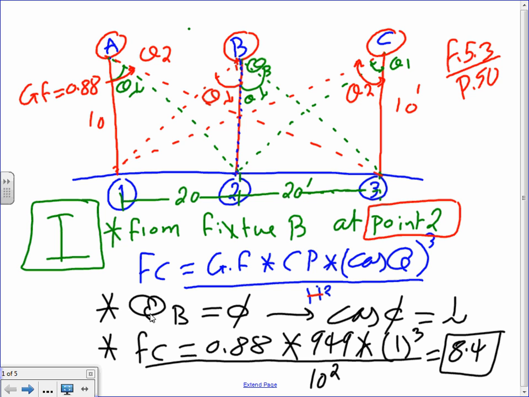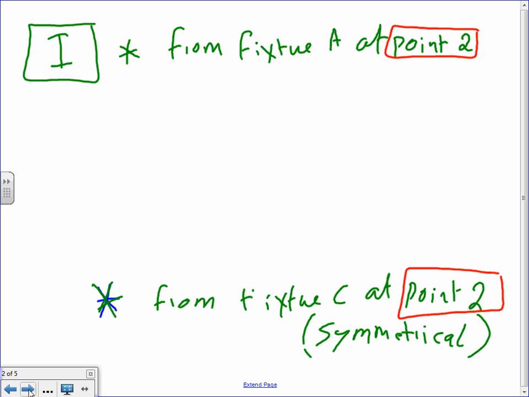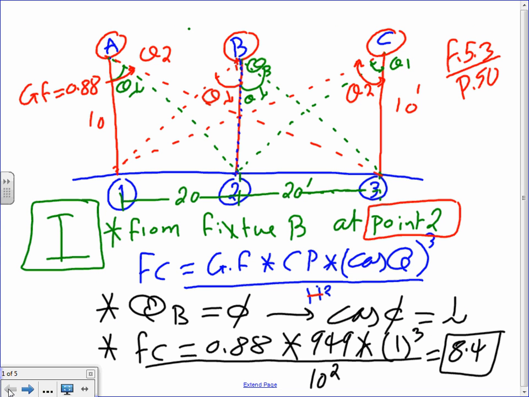Now the next one, look at the contribution. And by the way, do you have to do them in this order? You can do them in any order you want. This next one I would like to find from fixture A at point 2. Here's fixture A, here's point 2. What's the angle? I need the Q1. It's shooting this way, so the first thing you need to do is find the Q1. Then from Q1, you can find the candela power and plug them in. We did B to 2, and now I'm going to go A to 2.